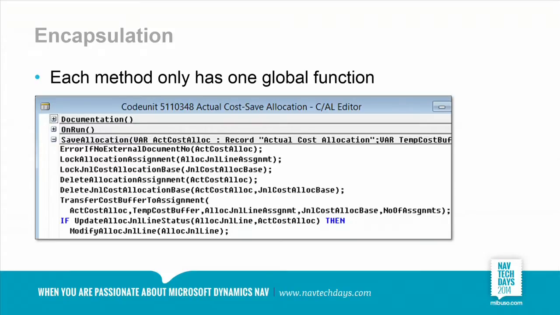So when you open a code unit and you declare a new function, it is local by design. Microsoft thinks, and we think, that all the functions in a code unit should be local except for one, and that is the method header that declares what this global function does. In this example, we have a method called save allocation. That's about planned and actual cost allocation. The method header gives you a sort of flow chart of what this method does, and all the other methods that you see here are just calls to local functions on the same code unit.